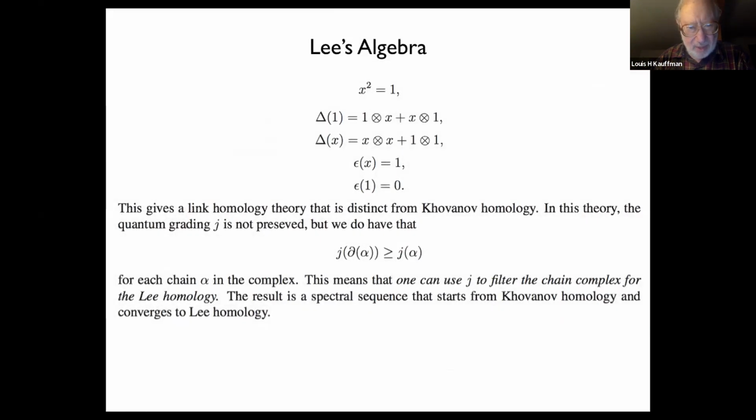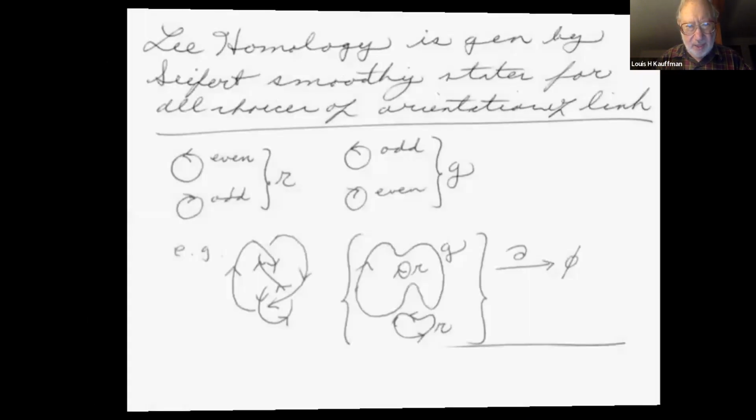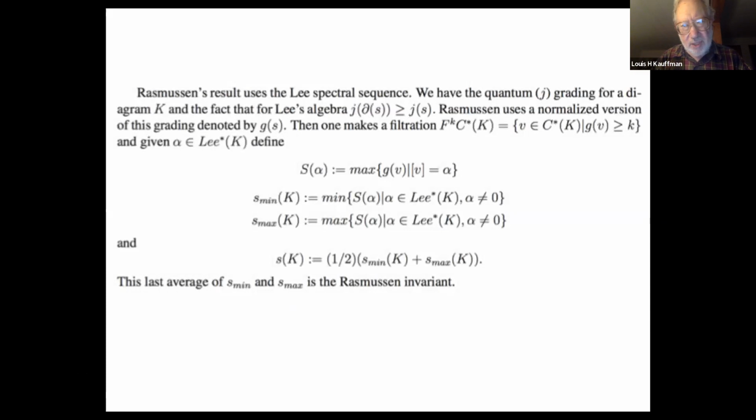So here's Lee's algebra, and the thing about Lee's algebra is that it doesn't preserve the J anymore, so it isn't directly related to the Jones polynomial. But you do have that the J of the boundary of an element in Lee homology is greater than or equal to the J of the element. So there's a filtration by J that you can look at. And by using this filtration, you can create a spectral sequence, and you can interrelate the Lee homology and the Khovanov homology.